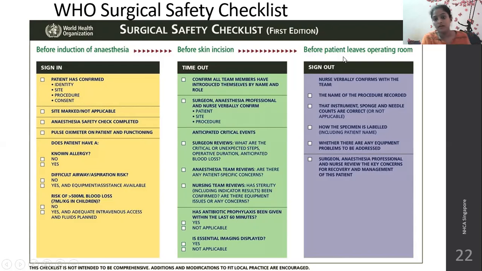Before the patient leaves the operating room and is sent for post-operative care, the nurse verbally confirms with the team and checks that the instrument counts are correct, so that there is no risk of leaving an instrument within the patient's body. How specimens are labeled, including the patient name, etc. So these are the parameters that have to be checked and filled for the WHO surgical safety checklist.